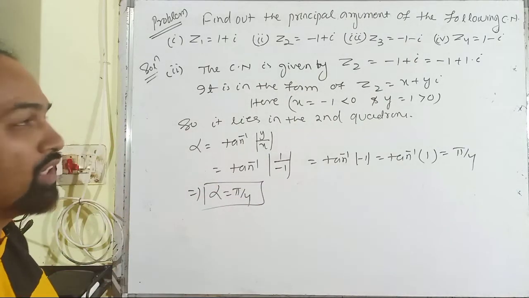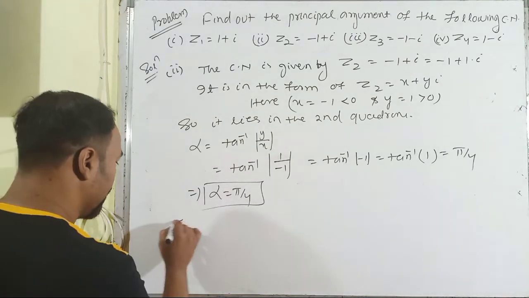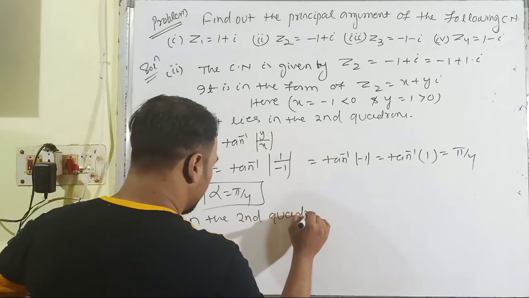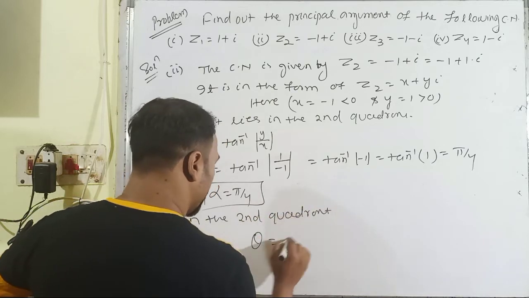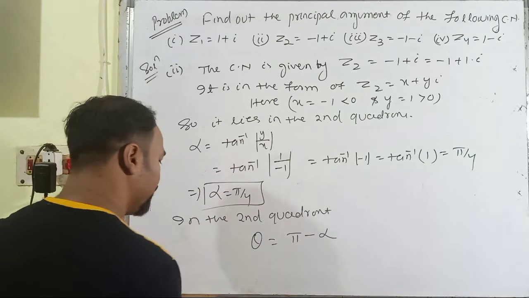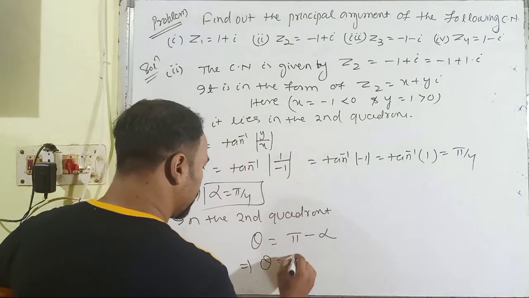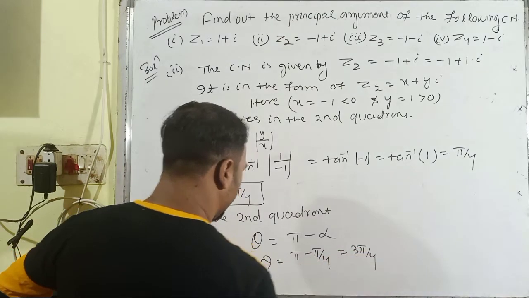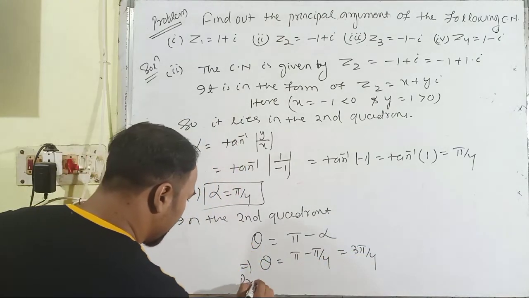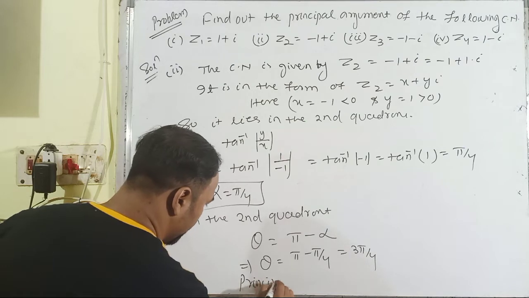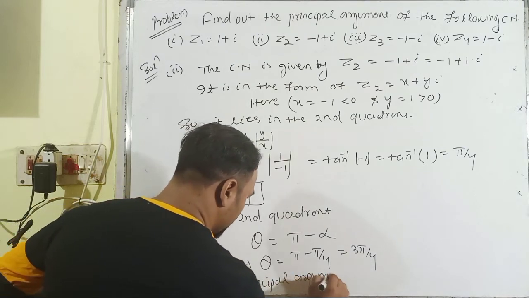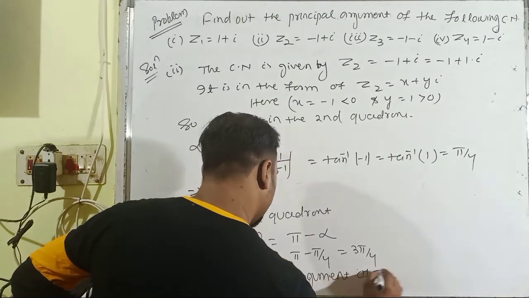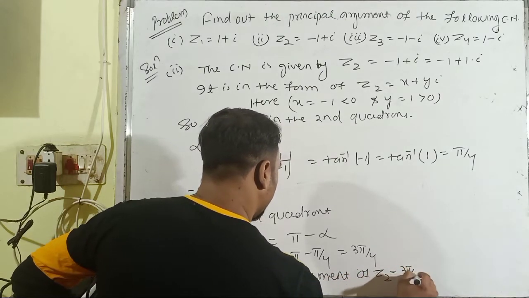Then we have to find out the principal argument in the second quadrant. In the second quadrant, theta is equal to pi minus alpha. That implies theta is equal to pi minus pi by 4, and it is 3 pi by 4. So principal argument of z2 is equal to 3 pi by 4.